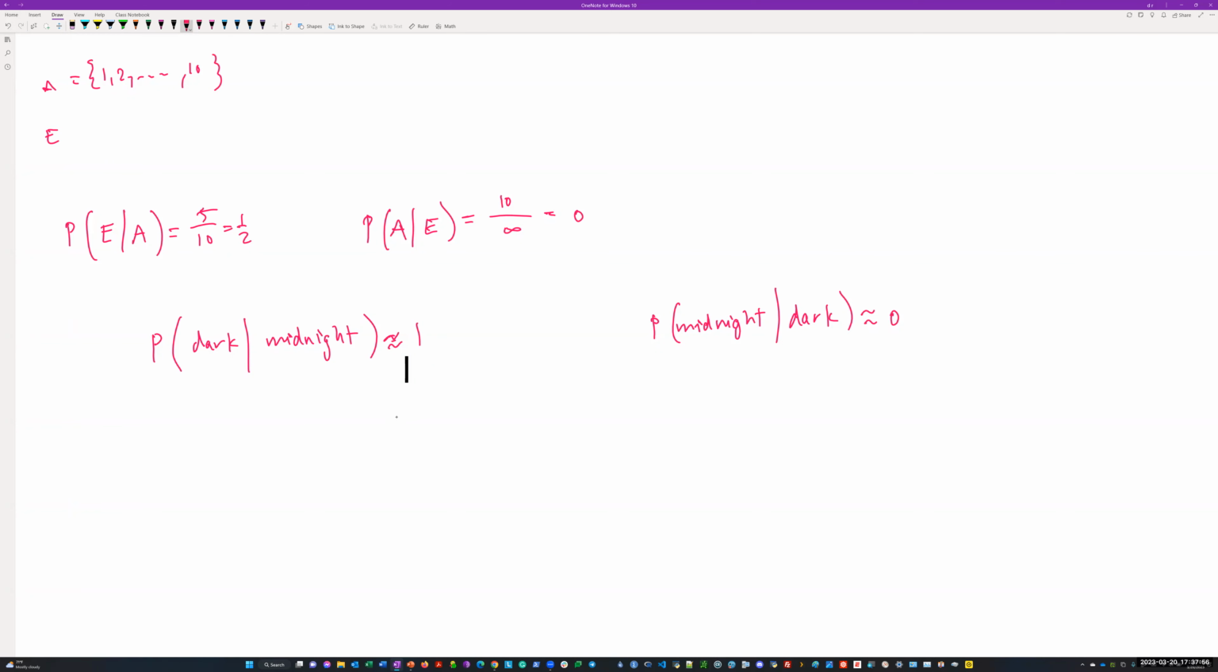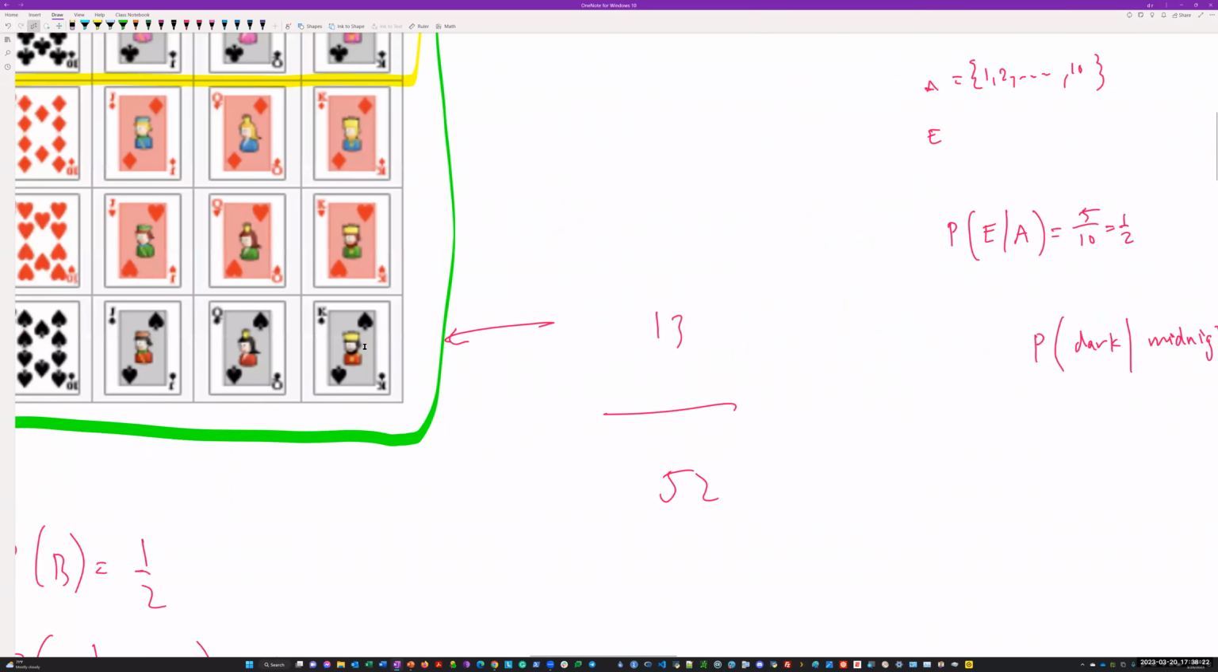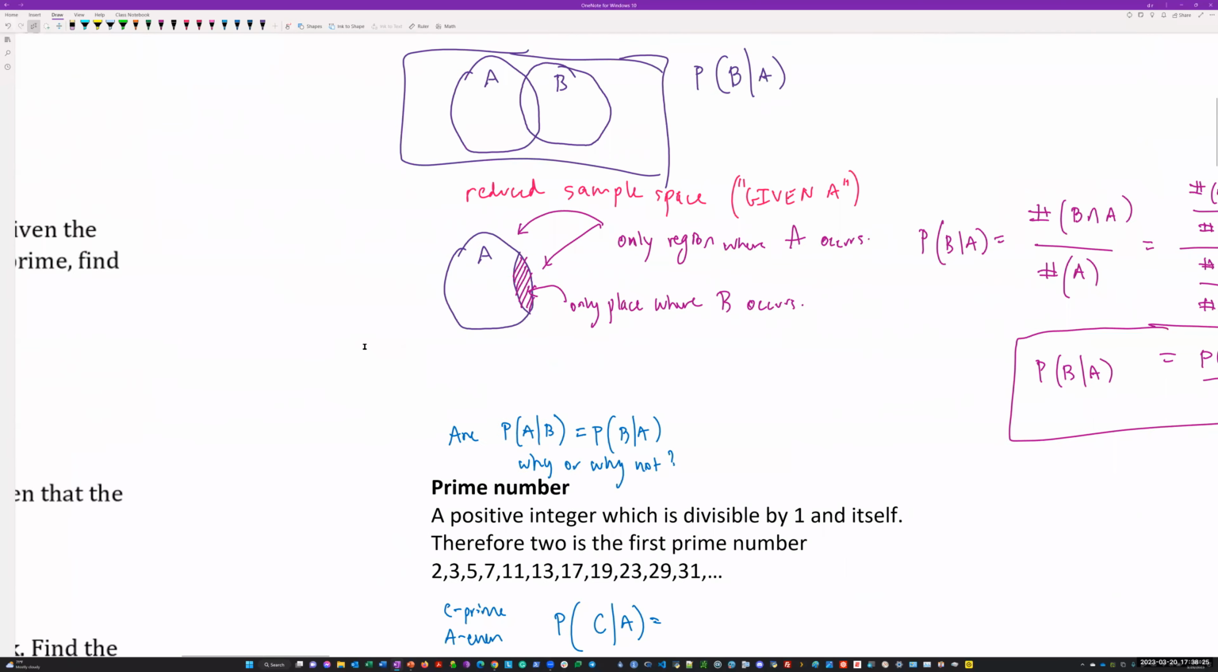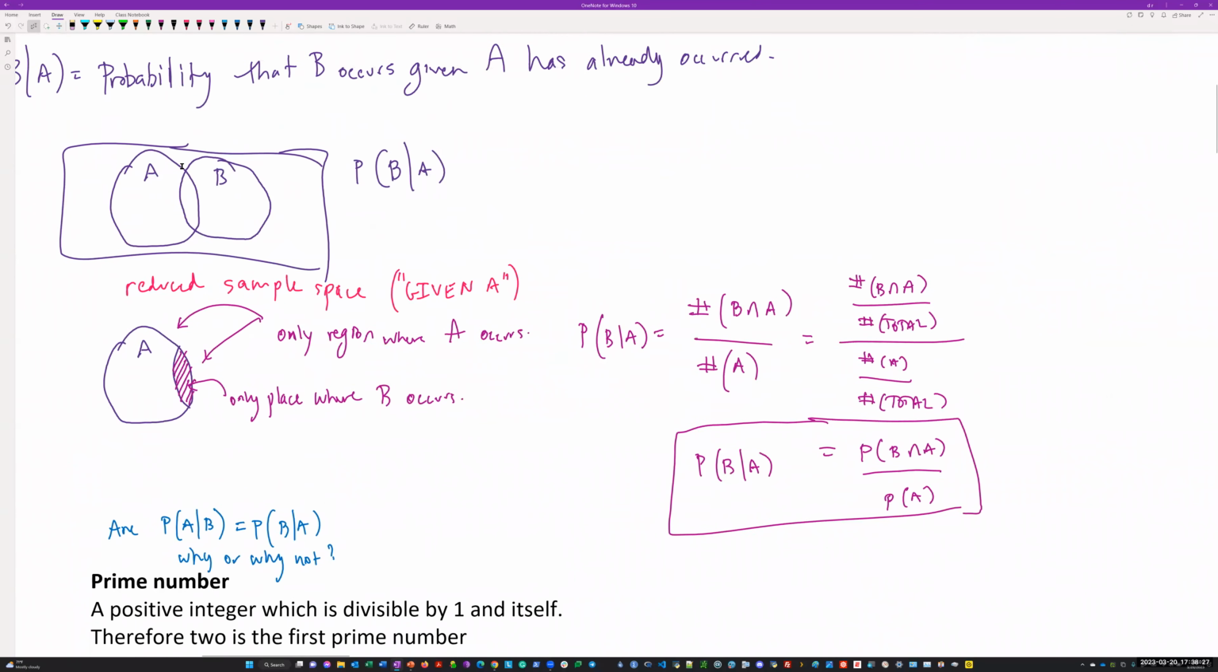Given it's at midnight, it's dark outside. Is that correct? So given it's midnight, what's the chances it's dark? About 100%. Given it's dark, what's the chances it's exactly midnight? Almost 0. There are way too many other times that are possible. Understand? So A given B and B given A is not necessarily the same thing. But if you think about it in terms of the picture, I think it's pretty simple.